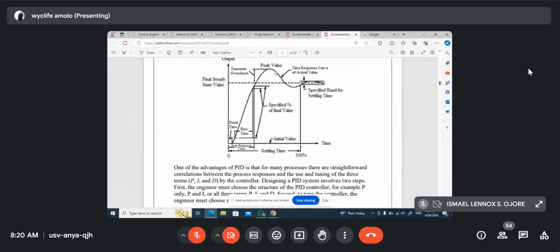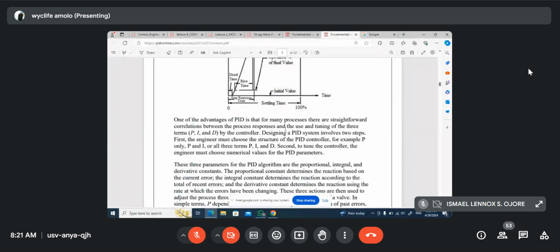Then the overshoot, then the specified band for settling. Settling time is always 0.2% or 0.5%. So between this time is the step response time, and this is settling time. So the initial value. So this is just what you have discussed before.